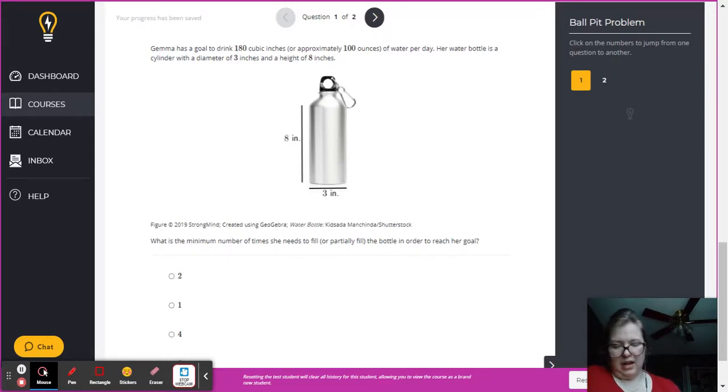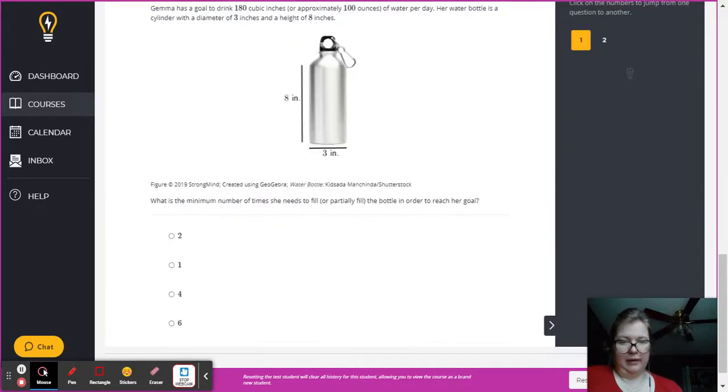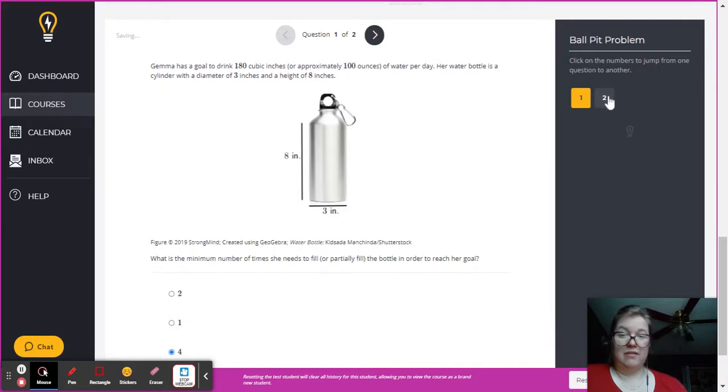And if we take 180 and divide it by that, we get 3.8888. She wants to get at least 180. If she did 3 multiplied by that, that would be about 150. So she needs to do it at least 4 times to make her goal. She doesn't have to finish the last one.